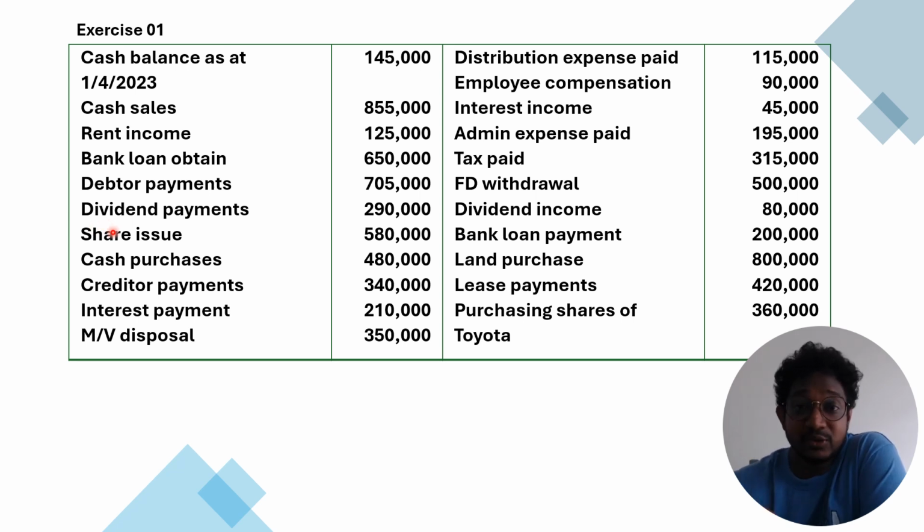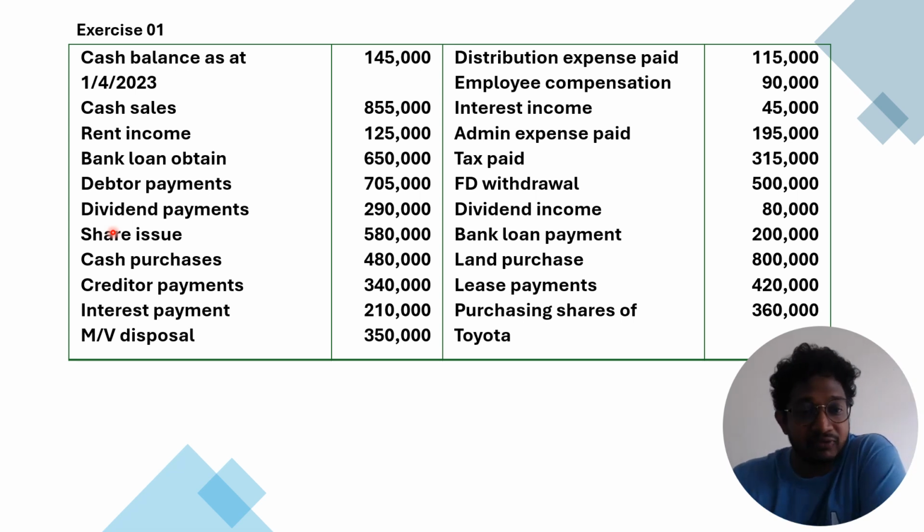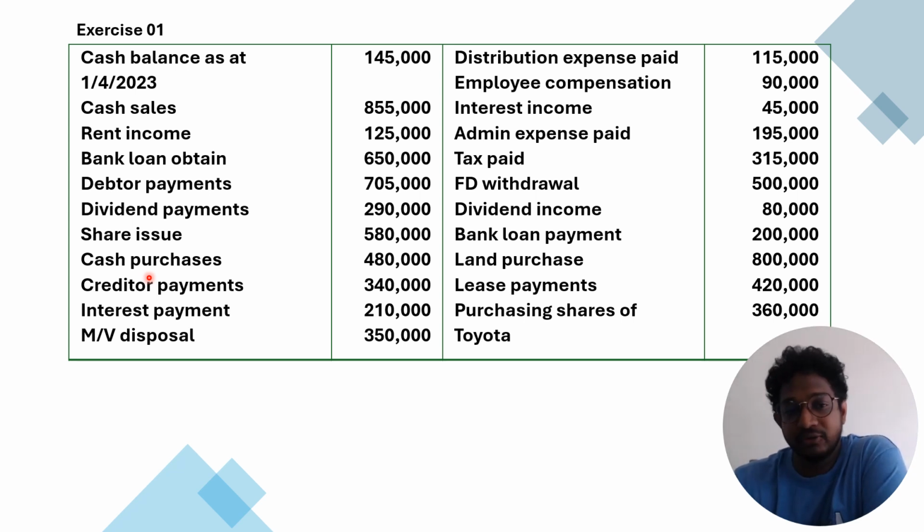Dividend payments. Here you are paying dividend to your shareholders. You are distributing profit to shareholders who invested in your company. So this dividend payment you have to record under financing activities as cash outflow. Share issue, you are financing, issuing shares to shareholders. So it's an inflow. You have to record in financing activities. Cash purchase, as we discussed earlier, you have to record in operating activities as cash outflow. Creditor payments, cash outflow in operating activities, we discussed.